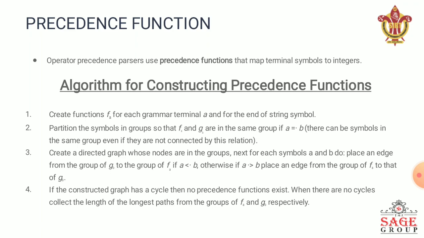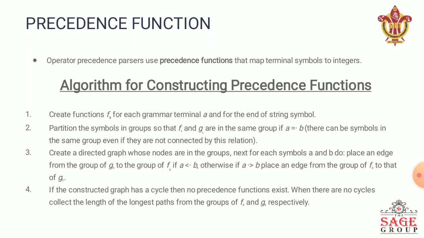So we use these parsing tables to generate the operator precedence function table, which is very small in size. The operator precedence parser uses precedence functions that map terminal symbols to integers. Now we discuss the algorithm for constructing precedence functions.